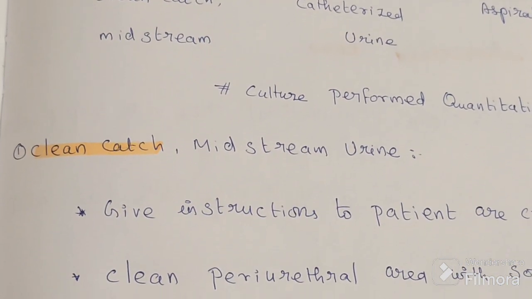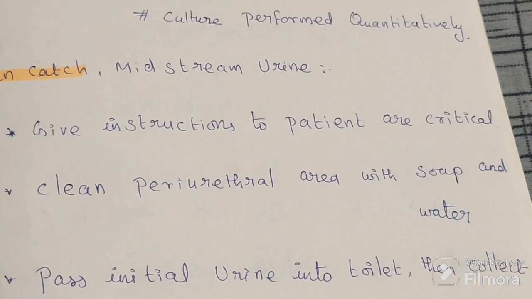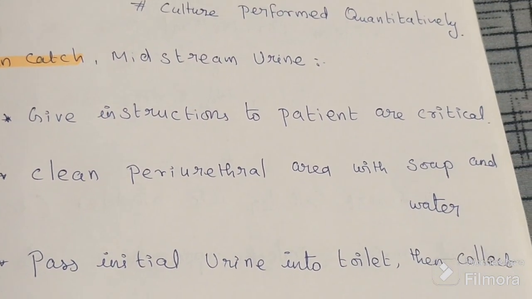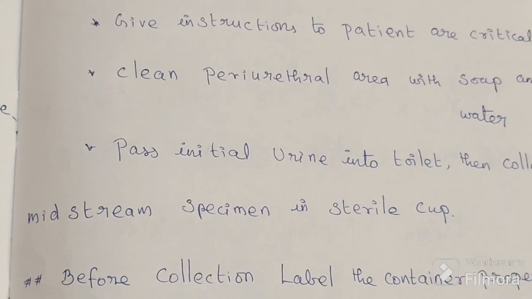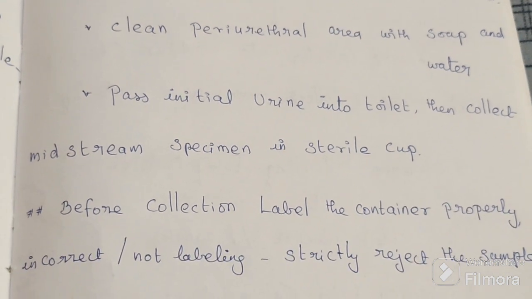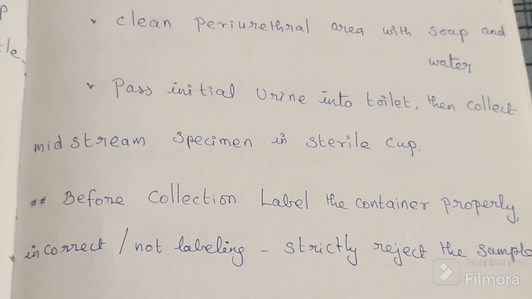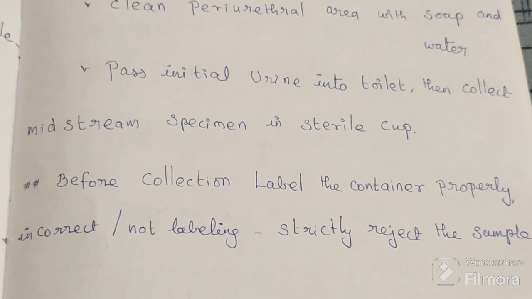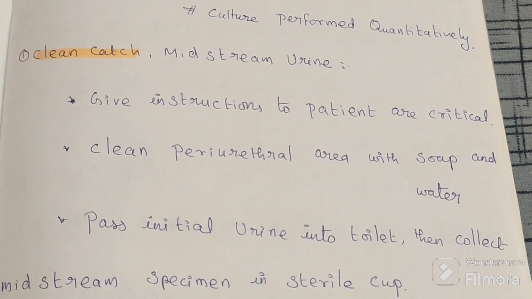First, we want to discuss clean catch. We will give instructions to our patient. It is very important. Clean the periurethral area by using soap and water. Pass the initial urine into the toilet, then collect midstream urine only in a sterile cup. Before collecting, label the container properly. Incorrectly labeled or unlabeled containers should be rejected. So first, clean catch, this is the most predominantly used method.